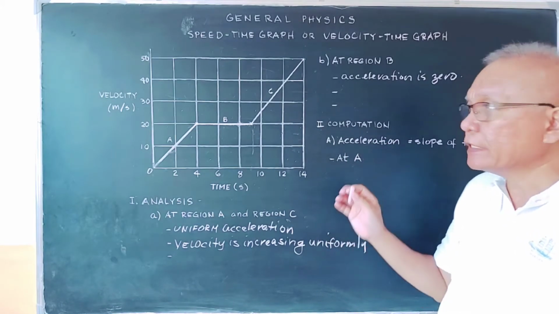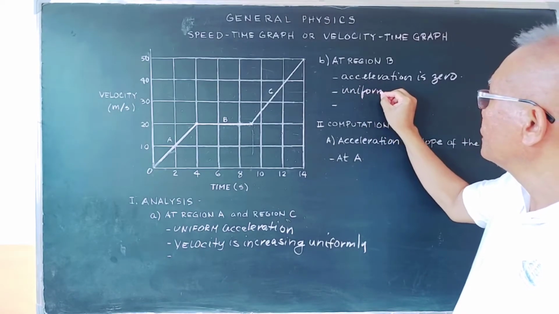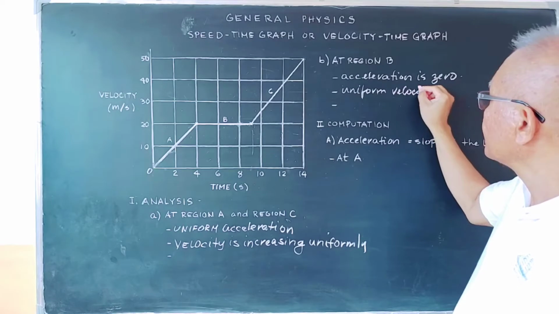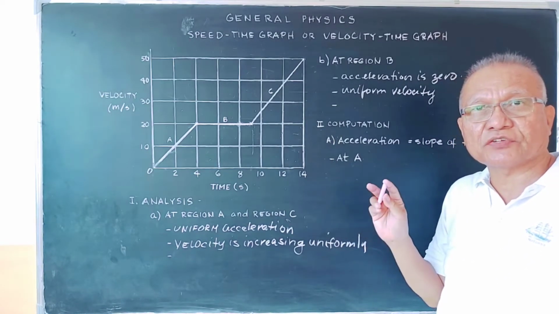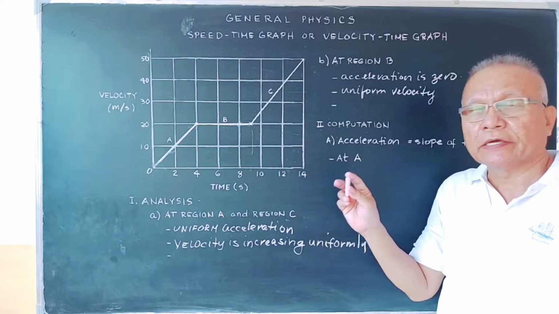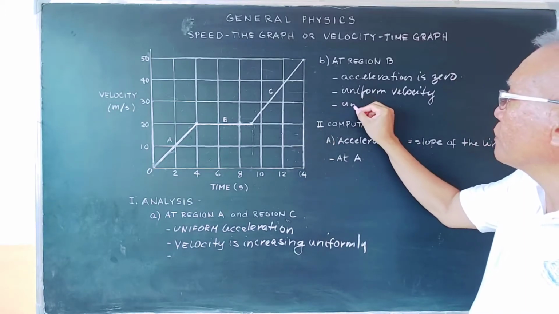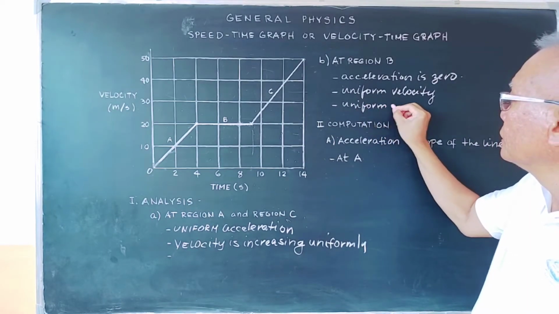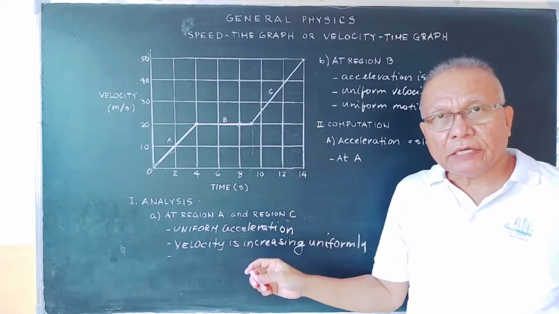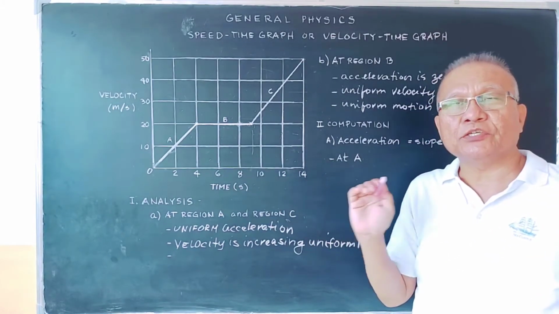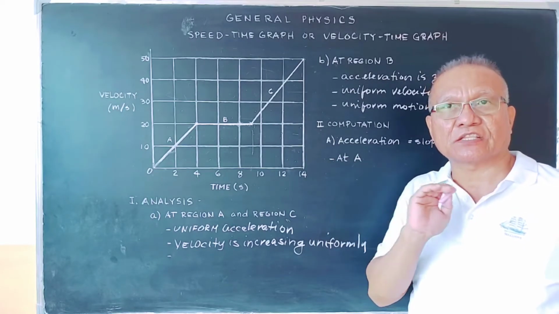The velocity is uniform. It means that the velocity does not change. It is not changing. It has uniform velocity. Therefore, in this portion, we have a uniform motion. So at region B, our object is traveling in uniform motion in which its velocity does not change.